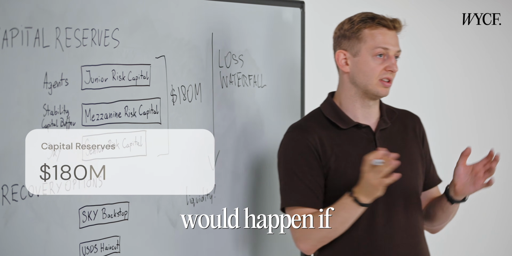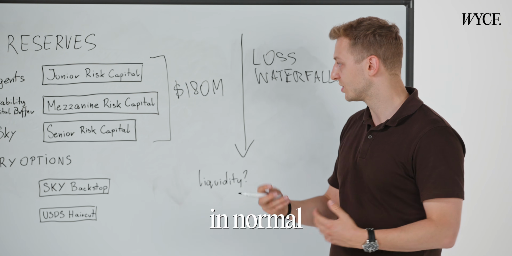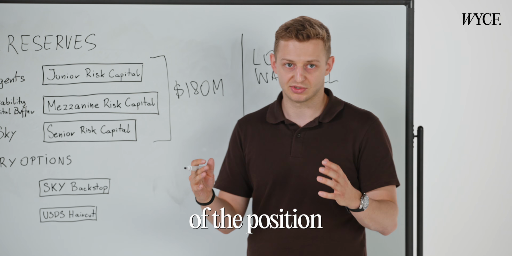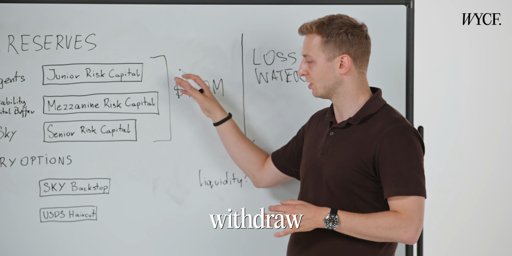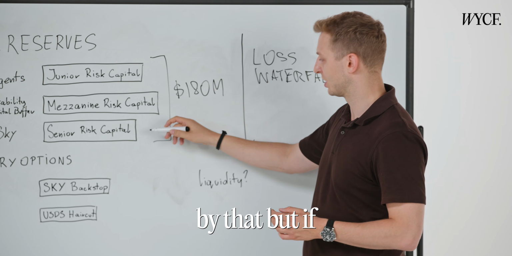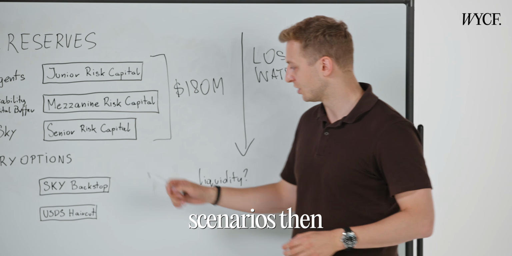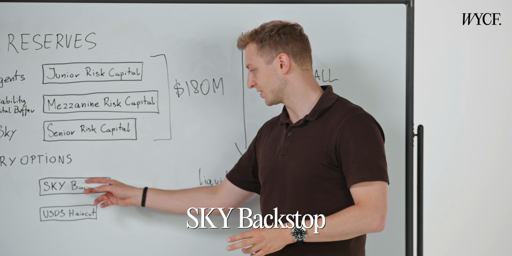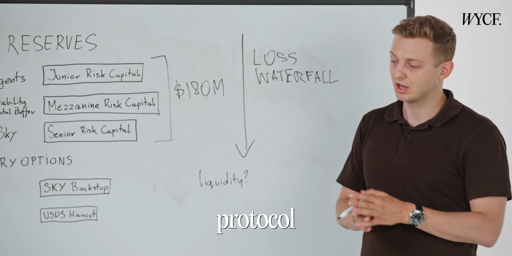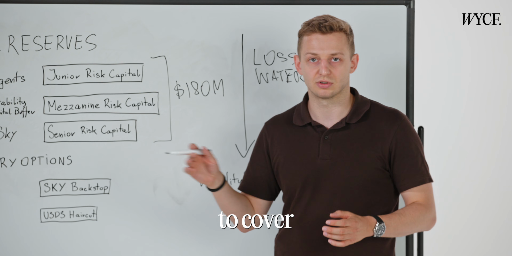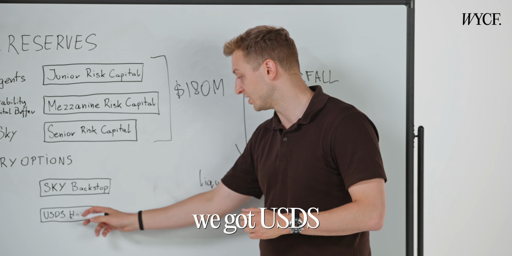But what would happen if some really exceptional event were to occur? In normal circumstances, if the NAV of the position started going down and we started seeing a loss, we would withdraw any position. The bad debt is going to be covered by that. But if that is not enough in extreme scenarios, then we've got two options. First is the Sky backstop. So the Sky token, the governance token for the whole protocol, would be minted and sold to cover the remaining amount. And as the last resort, we've got the USDS haircut.